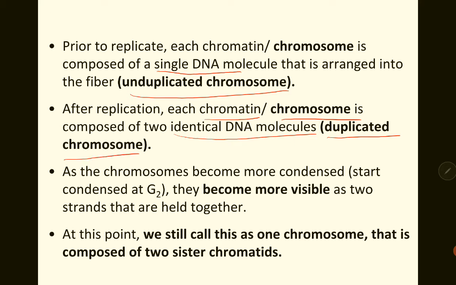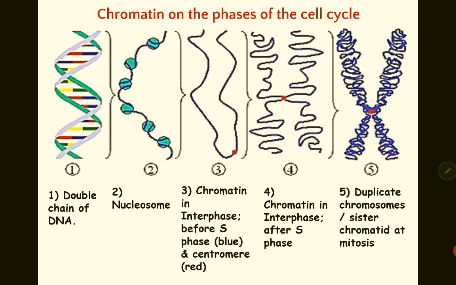duplicated chromosome. So when the chromosome become more condensed, which is started to condense at G2 phase, they become more visible as two strands that are held together. So at this point, we still can call this as one chromosome, which is composed of two sister chromatids. So this is the diagram that show the double chains of DNA. Then nucleosome, when it is associated with the histone protein.